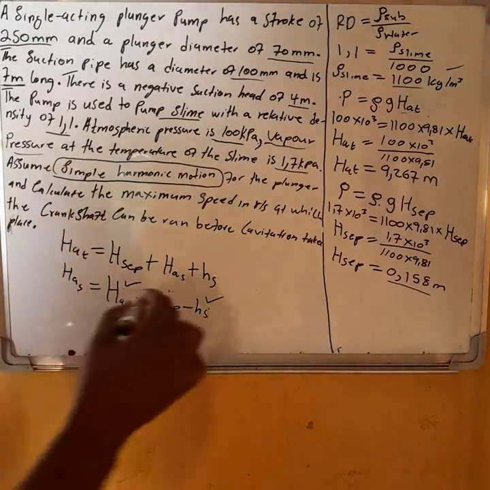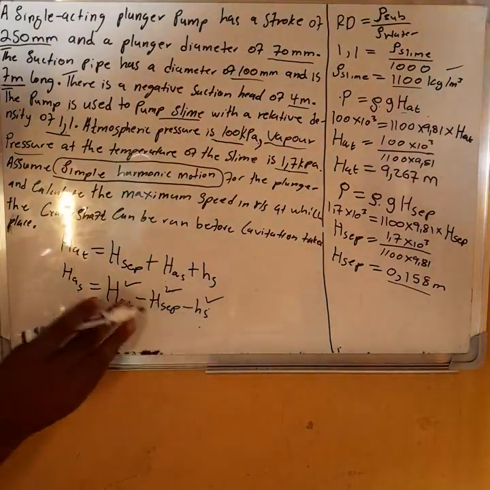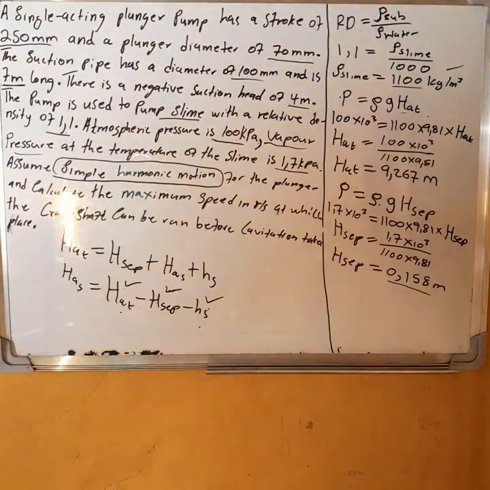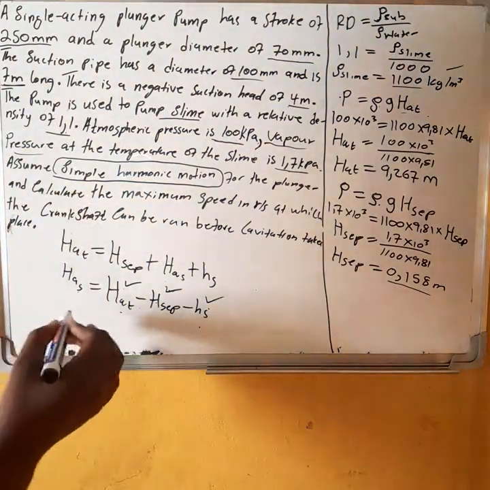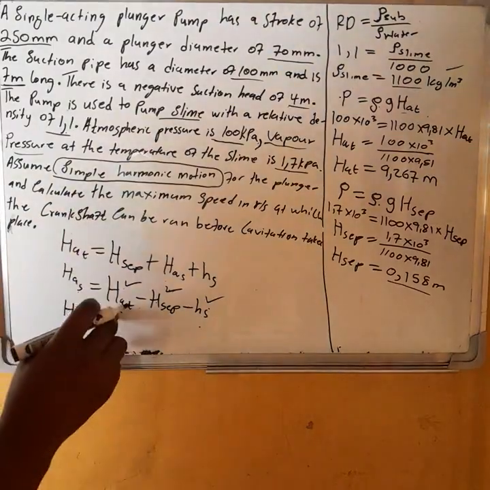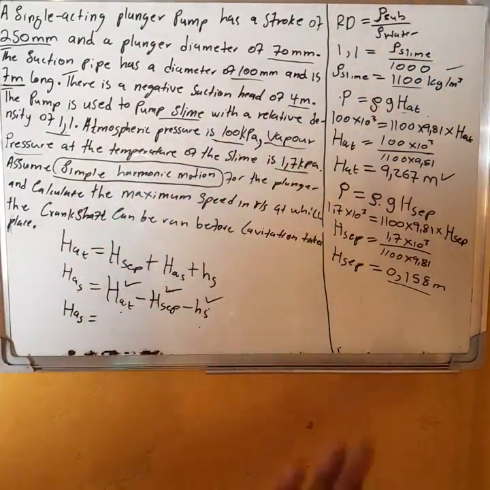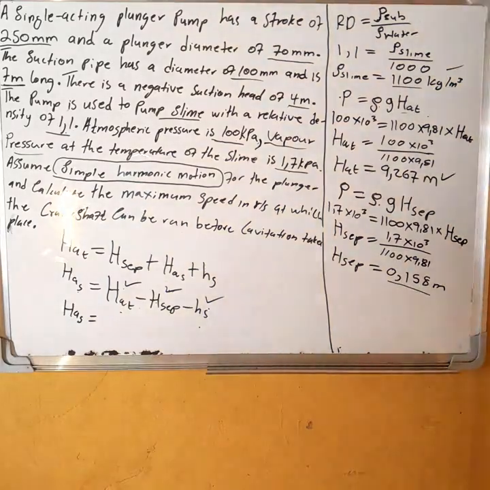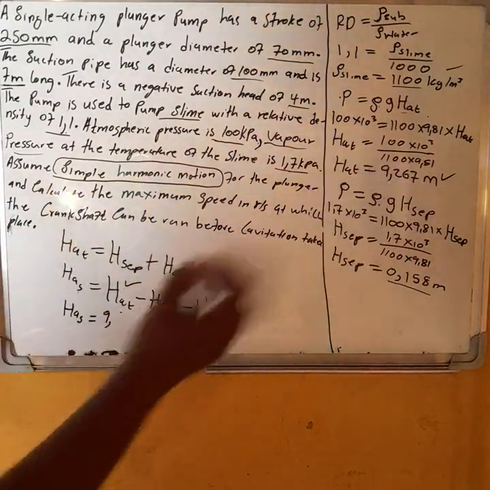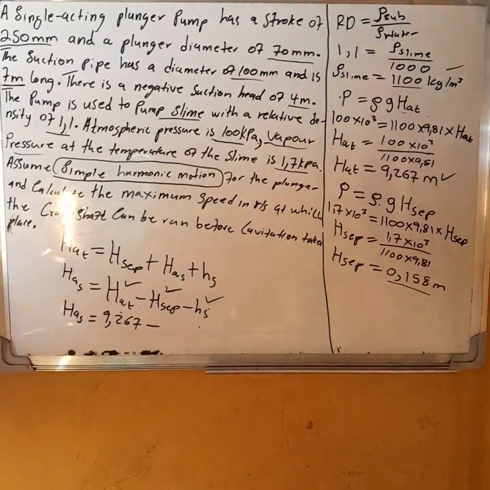Now we can simply substitute on the formula and calculate. H_AS, the accelerating head, where are you? We have calculated you. Here you are, 9.267. You subtract H_sep. What about H_sep? This is 0.158.